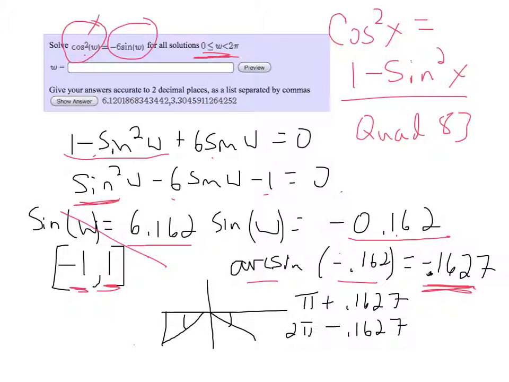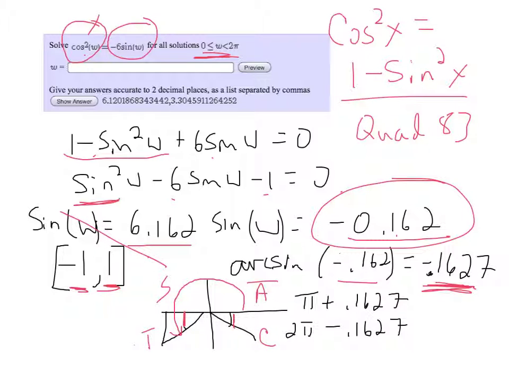And since they want answers between 0 and 2 pi, there's the first one. Well, if the reference angle is this decimal here, it's also going to be over here, right? The other thing, I'm glossing over something. Since sine is negative, I know the sine is negative in quadrants 3 and 4. So that's the other reason why I drew those two triangles there.